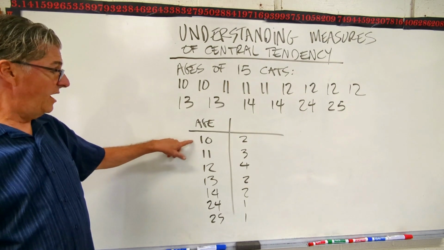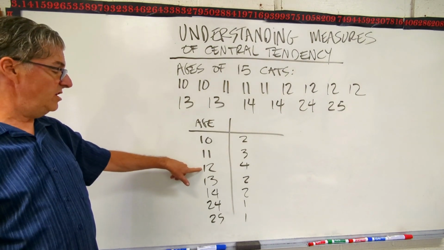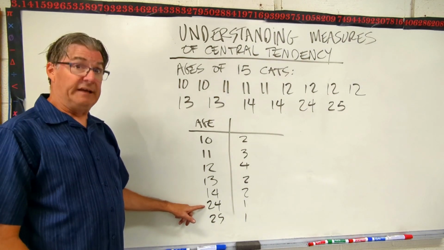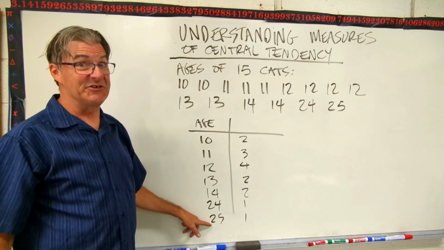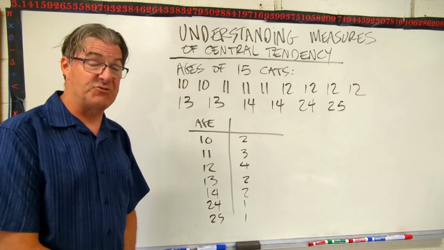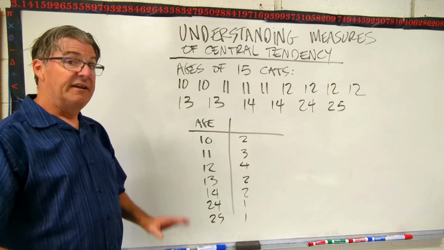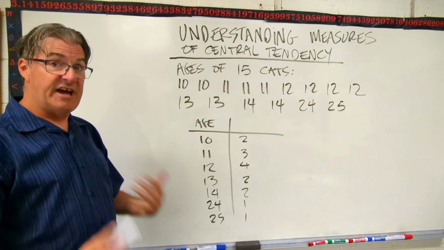Here's my table. I have 2 cats that were 10, 3 that were 11, 4 that were 12, 2 that were 13, 2 that were 14, and then I had 1 heck of an old cat at 24 and 1 even older at 25 years old. I don't know about you, but I don't think I've ever met a 25-year-old cat, but I know that it does happen.